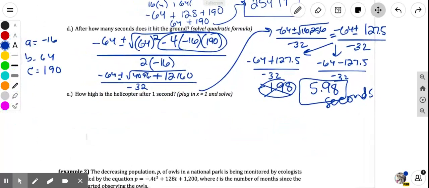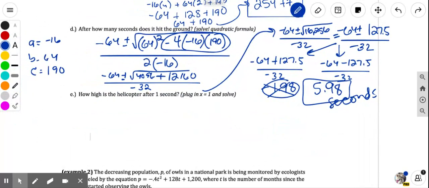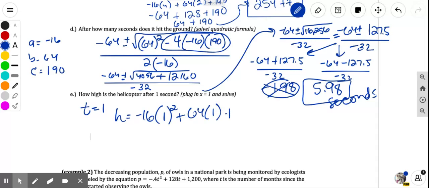Okay, and then E is how high is the helicopter after 1 second? Plug it in. So we're going to take t equals 1 and plug it in. So I'm going to have h equals negative 16 times 1 squared plus 64 times 1 plus 190. Now, a pretty common error here is kids want to do negative 16 times 1 first, but that's not what you want to do. You have to do the 1 squared first.